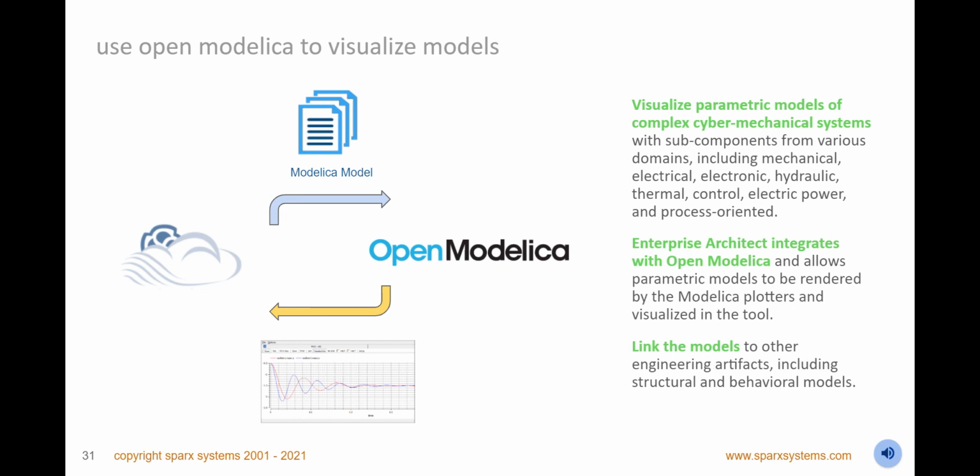Create expressive parametric models in Enterprise Architect and then harness the power of OpenModelica and the Modelica language to generate visualizations of the models. Link these engineering diagrams to other system and software artifacts, including missions, stakeholder requirements, state machines, programming code, decision tables, architectures, trade-off analysis, and test cases.